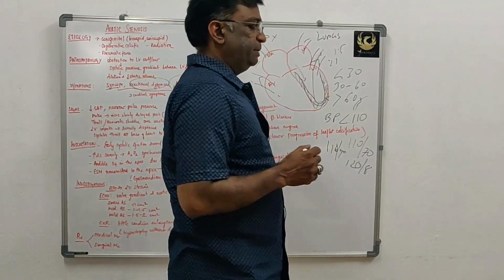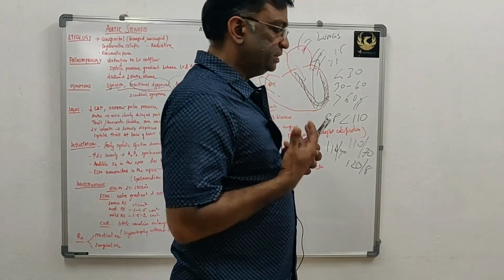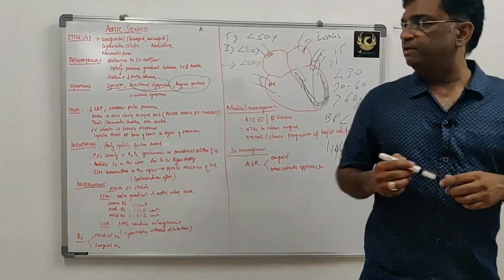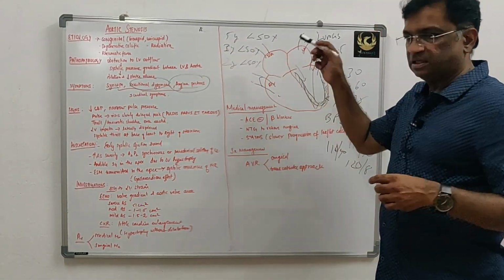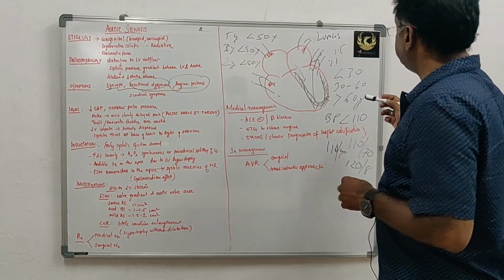Okay, BP. Then what happens to the JVP? JVP will be elevated when the patient goes in for right heart failure. That's a long-standing aortic stenosis. You'll have that.